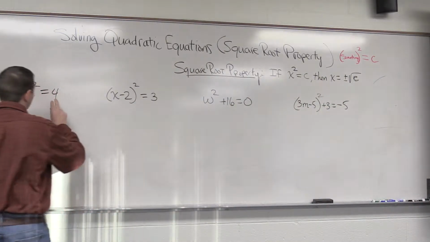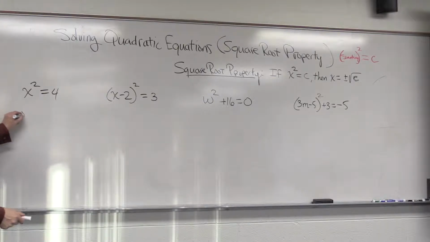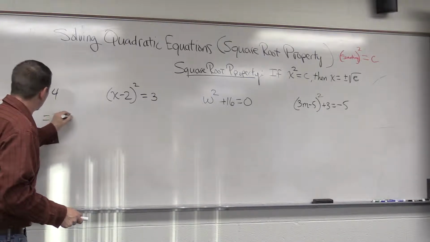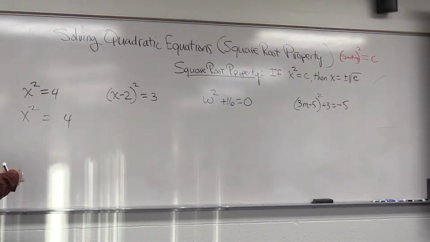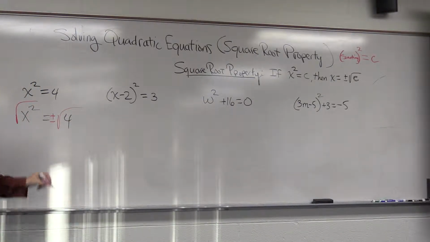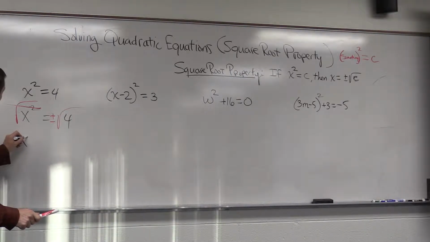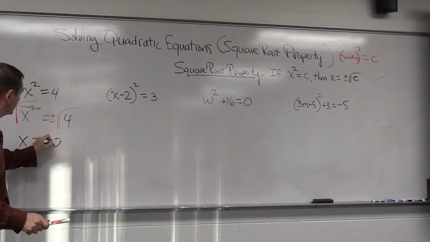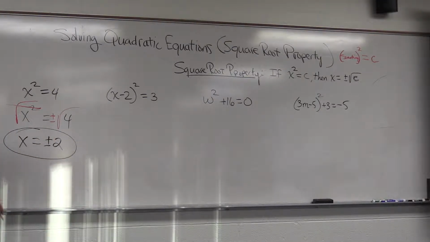So let's look at this one. I'm going to go x squared equals 4. I take the square root of both sides, plus minus the square root of that side. That's the square root property. Make sure you do the plus minus. So I end up with x equals plus or minus 2. It's that quick. You can list them, negative 2, comma 2, or just leave it as x equals plus minus 2. There are 2 answers there.